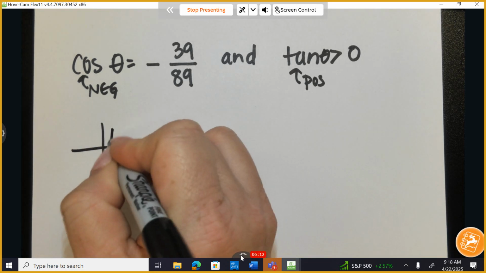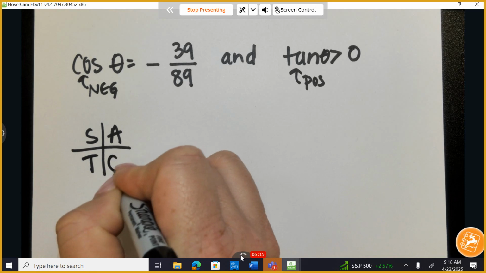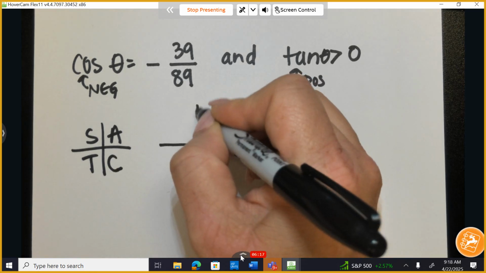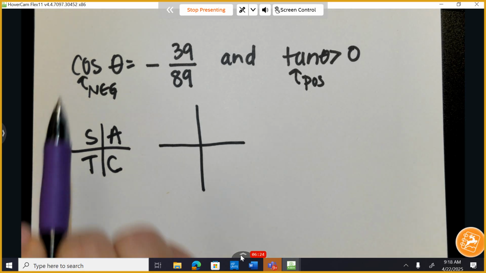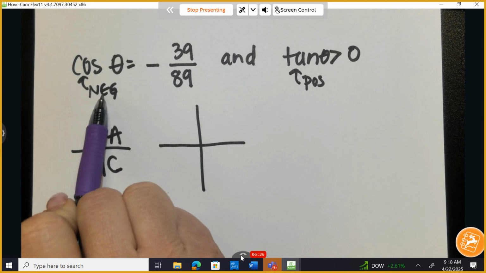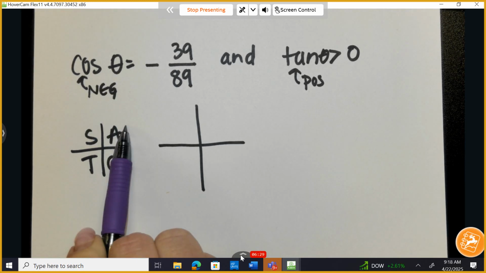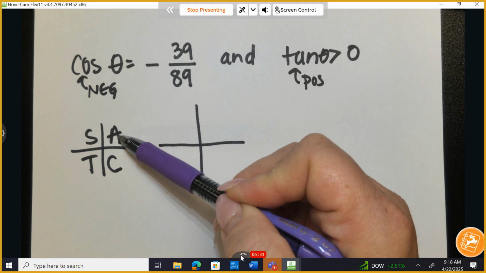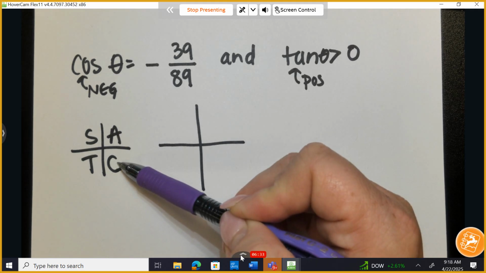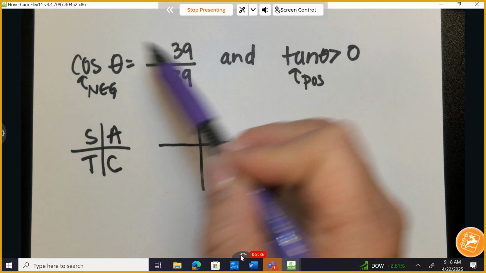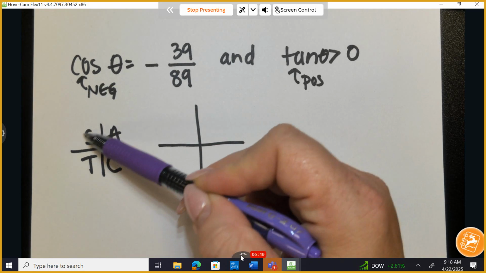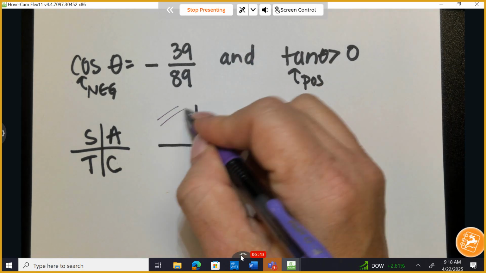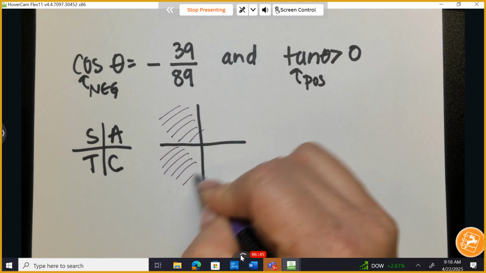So I'm going to start by reminding myself of the All Students Take Calculus rule, and I'm going to make a simple Cartesian plane where I'm just going to shade in the facts that I know. The first fact is the cosine values are negative. This tells me where things are positive. All things are positive here, and cosine is positive here. But I'm not looking for positives. The fact that I'm given is that the cosine is negative. So I'm going to shade quadrant 2, and I'm going to shade in quadrant 3.